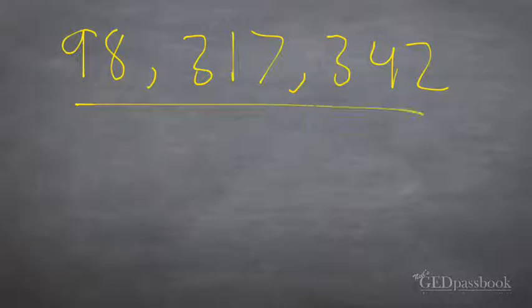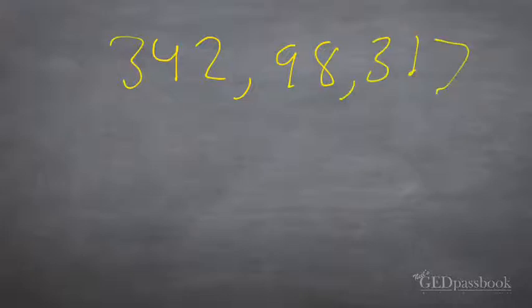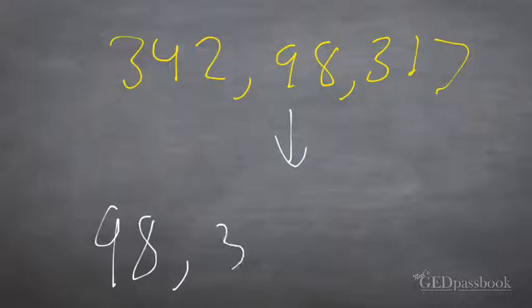From least to greatest, how would you arrange this? Oopsies, I already have it in the answer. My apologies. Scratch that. This was supposed to be the order. Alright. Arrange this from least to greatest. This arranged from least to greatest should be 98, 317, 342.